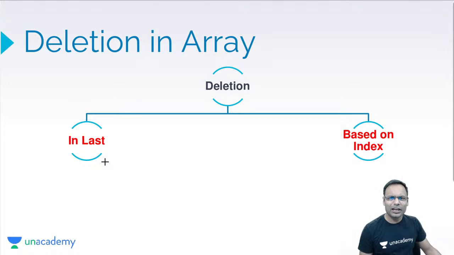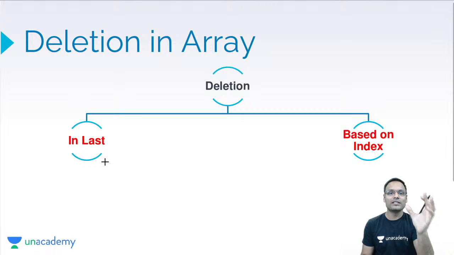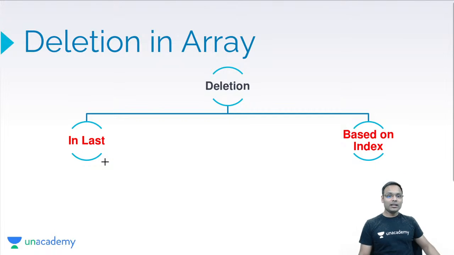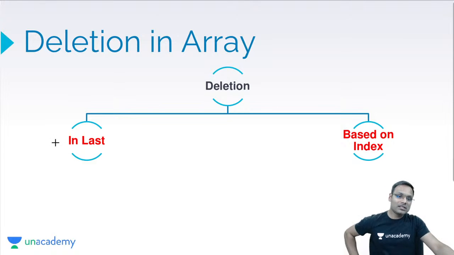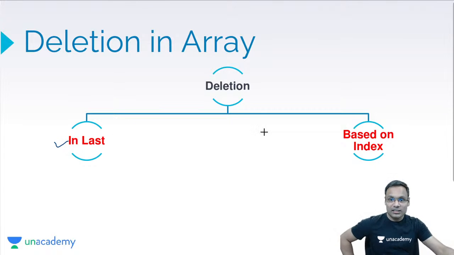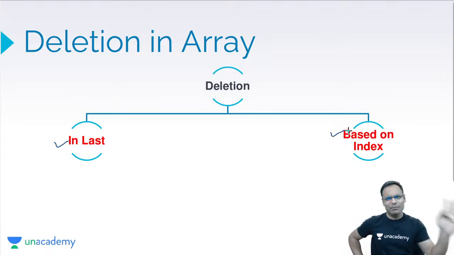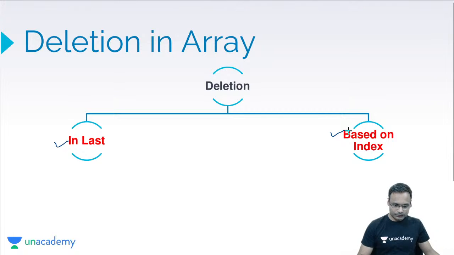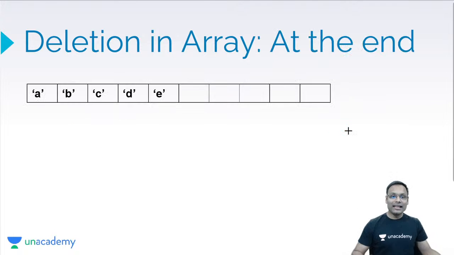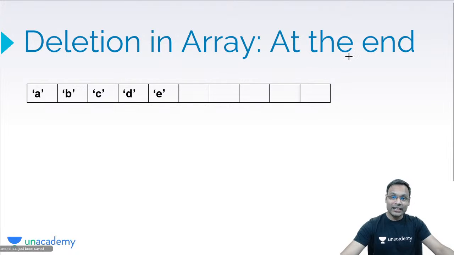Now this deletion we can do quickly, because you are now aware of insertion. Deletion is exactly the same thing. If you are deleting an element, you can do deletion from two different perspectives. First one is always deleting the last element. Second one is based on a given index. Just like insertion, deletion can also be done in two ways. So let's say we want to always delete the element from the end. It's very simple.